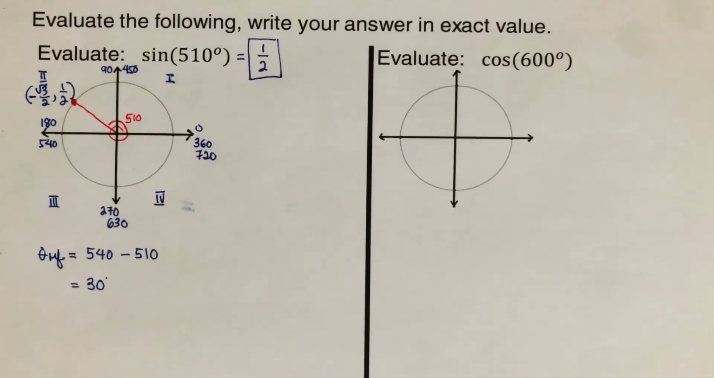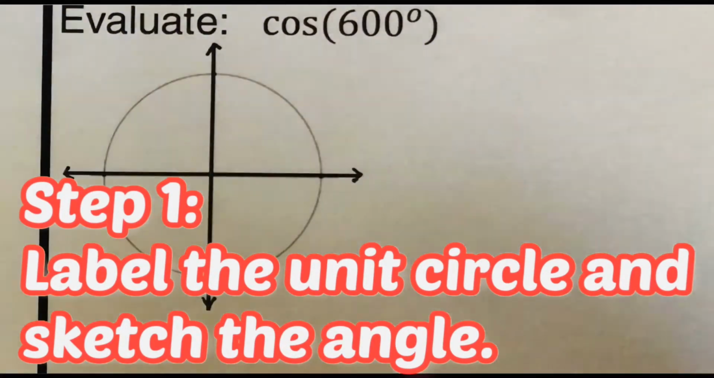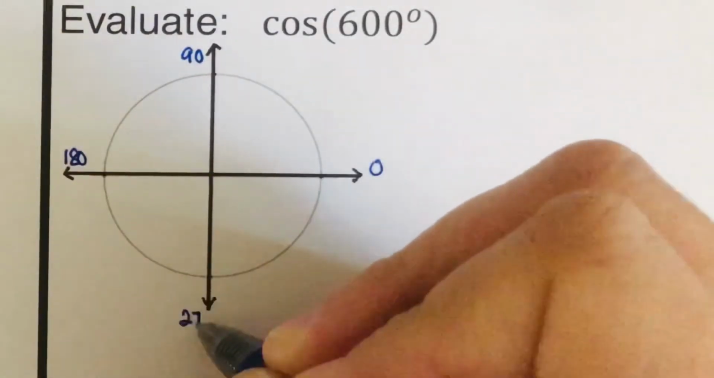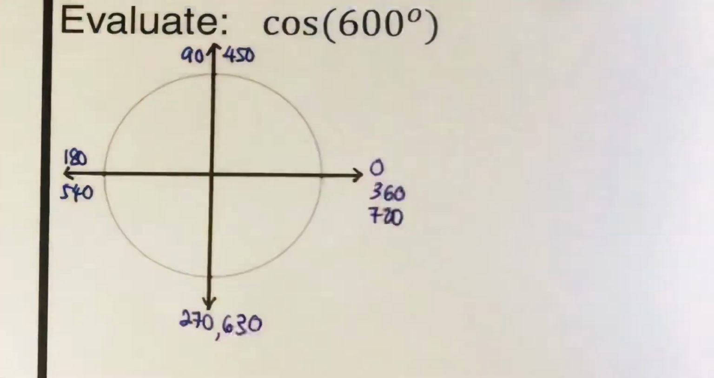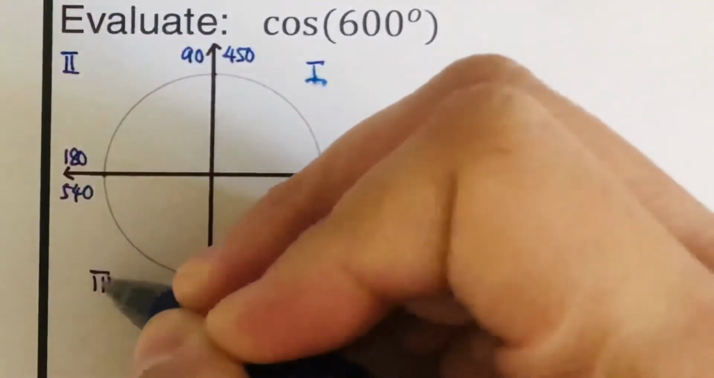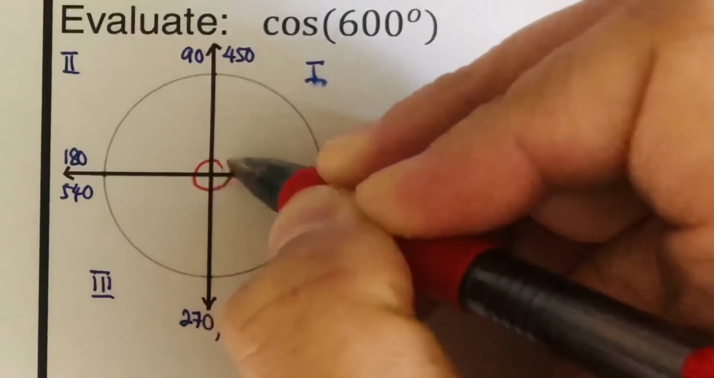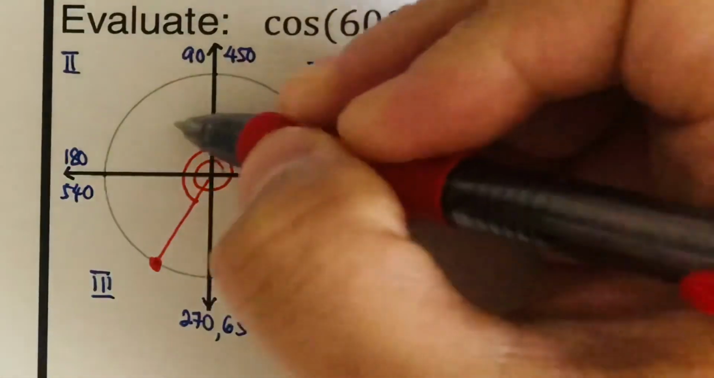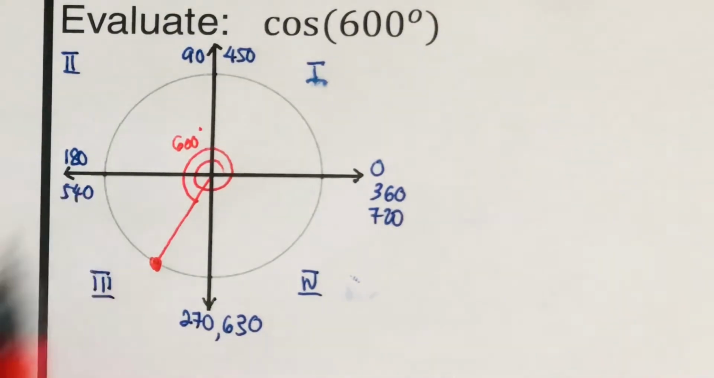Okay, so we go over the problem here. Again, the first step is to label the unit circle and sketch the angle. So I'm just going to go ahead and label this unit circle right here. Okay, so I've drawn the picture, and 600 is located on this spot right here. It should be before 630, but after 540.